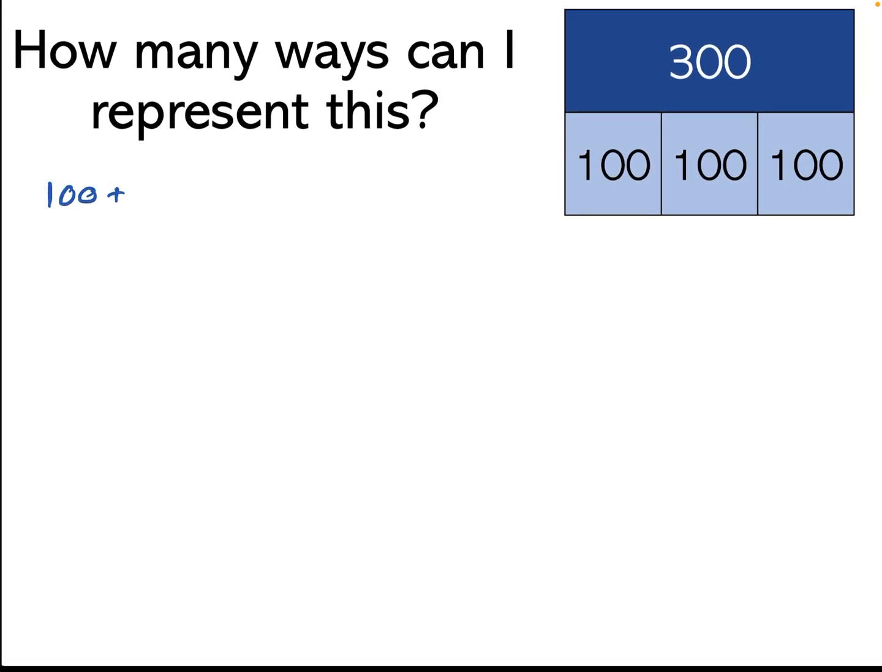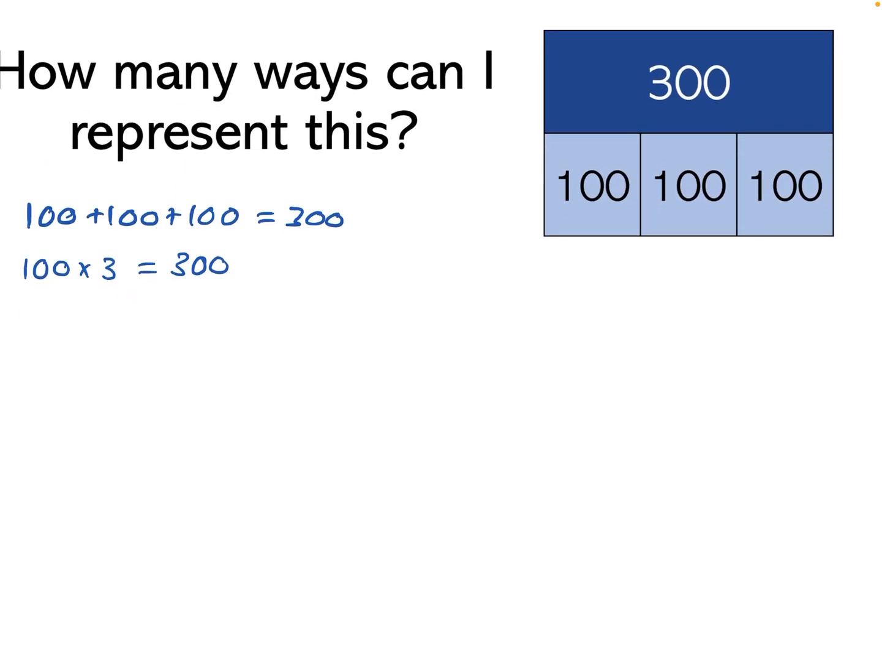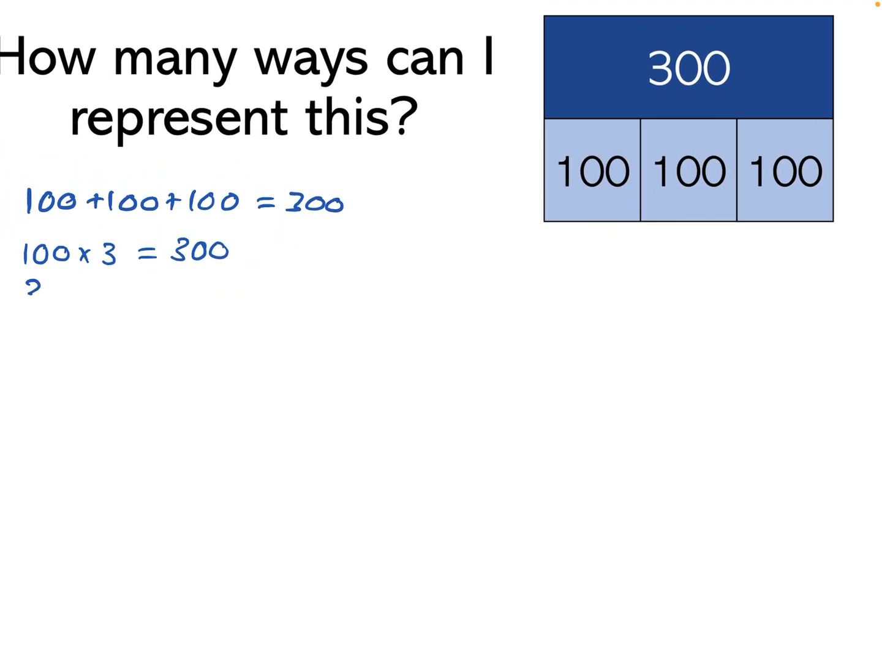So what I know is, I know that 100 and 100 and 100 equals 300. From that, I know that 100 take away 100, take away 100, take away 100 equals nothing. I know that 100 multiplied by 3 equals 300. I also know that 3 multiplied by 100 is 300. I know that 300 divided by 3 equals 100. I could represent this like this, 300.